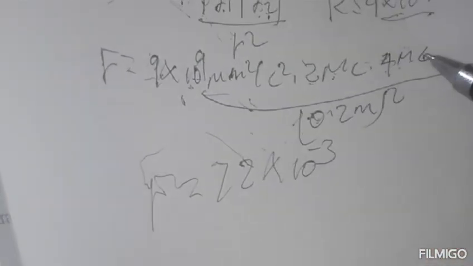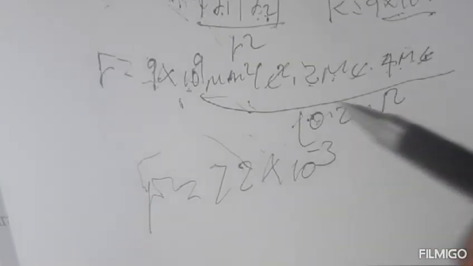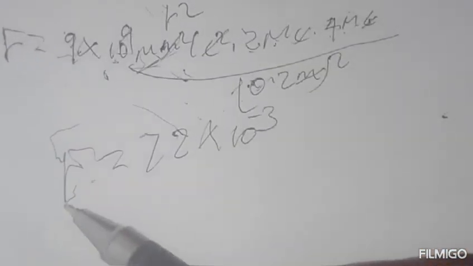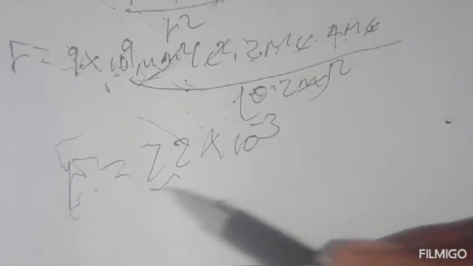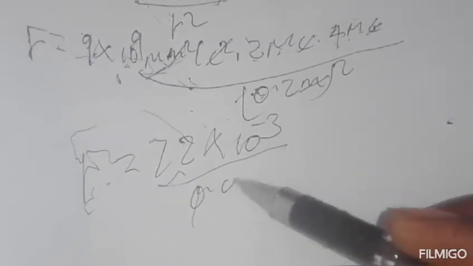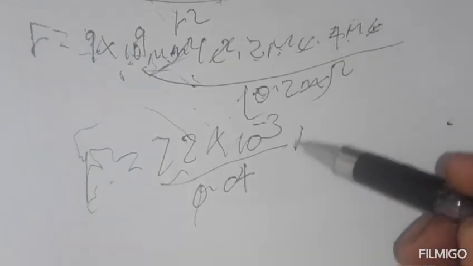This Coulomb square will cancel this Coulomb square. Meter square will cancel this meter square. Only Newton will be left, the unit for force. That means over 0.2 the whole square, which is 0.04. So Newton.